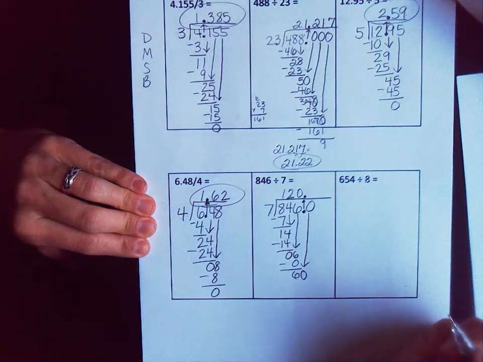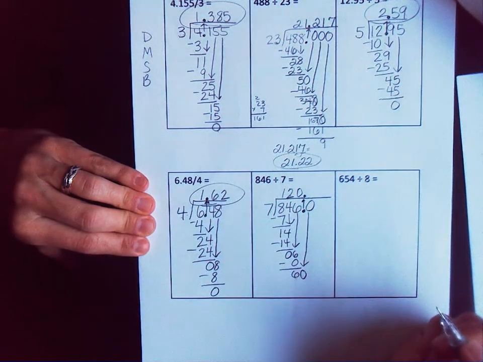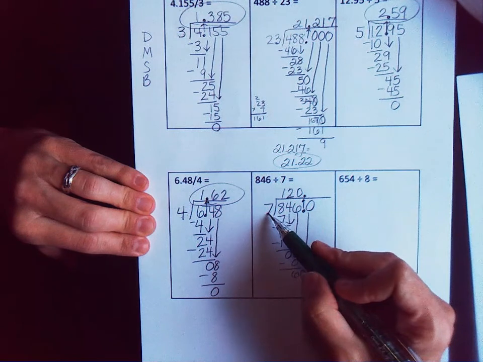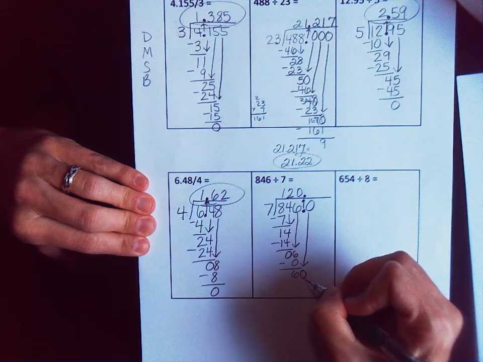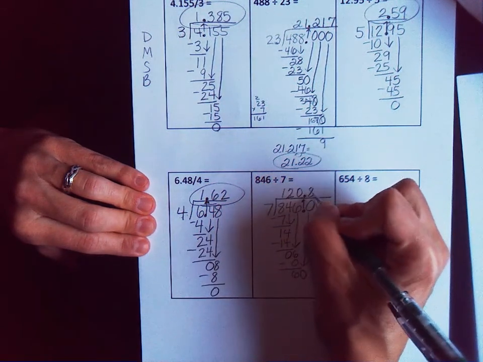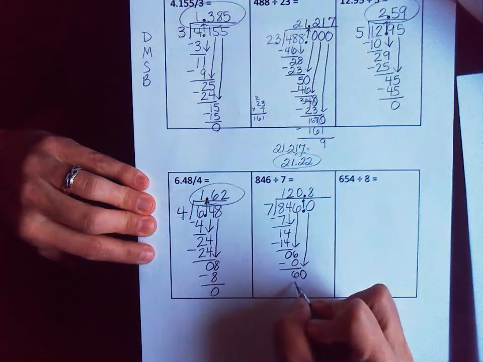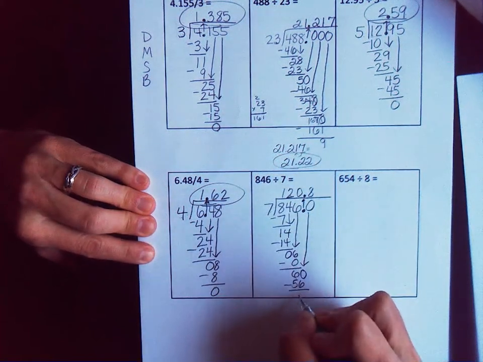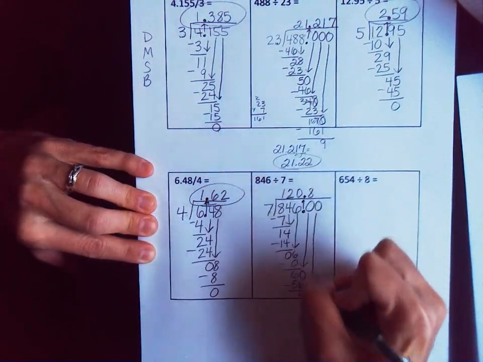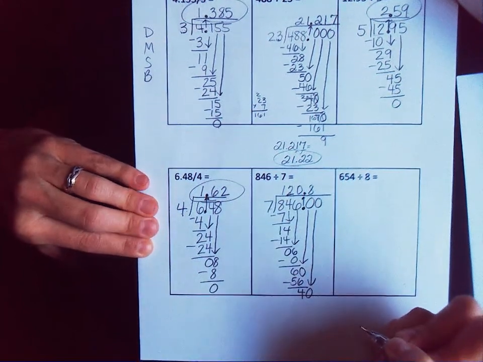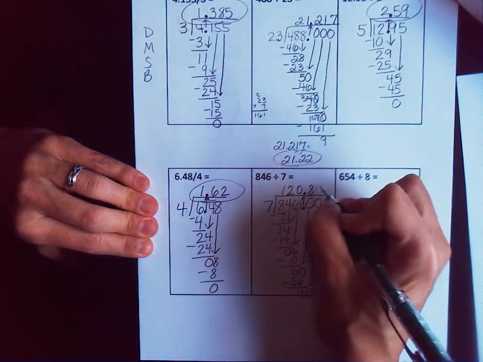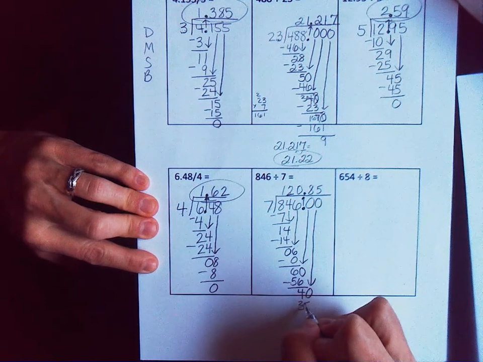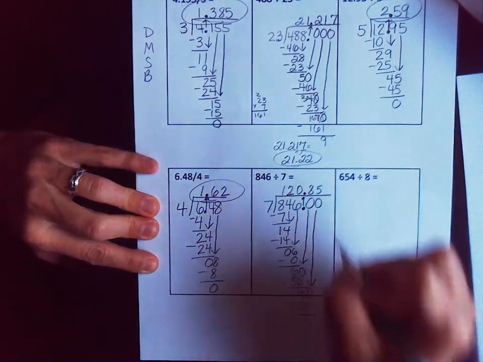So I did that really quickly. You might want to rewind and check that out. So now I know 7 goes into 60 8 times. 8 times 7 is 56. When I subtract, I get 4. Add another 0, bring it down. 7 will go into 40 5 times, which is 35. I can subtract, get 5, add another 0, bring down.